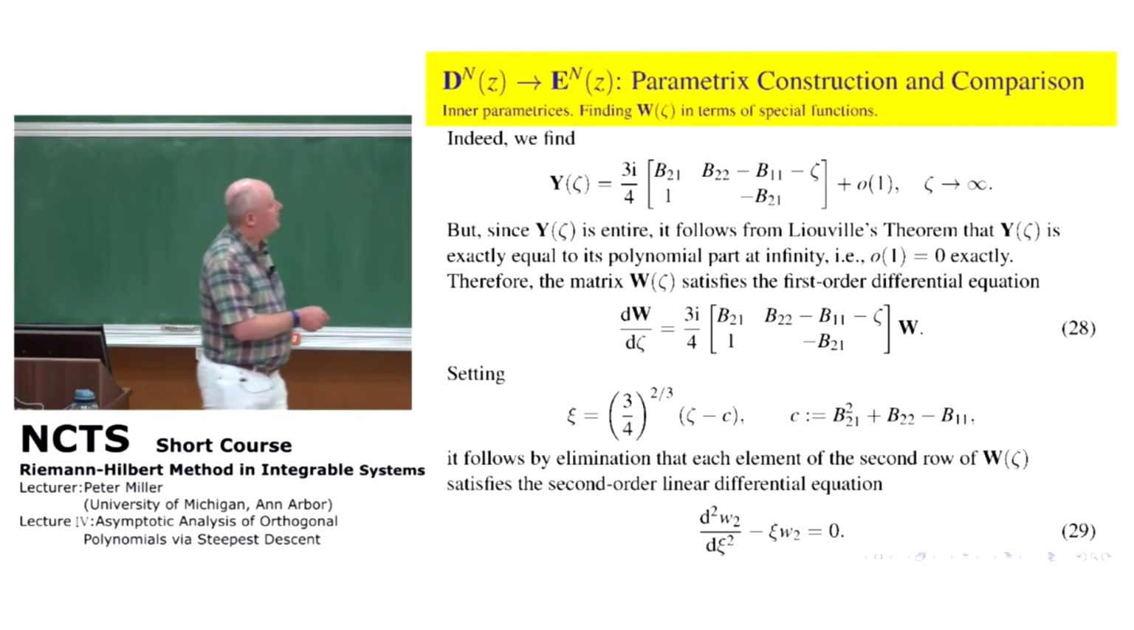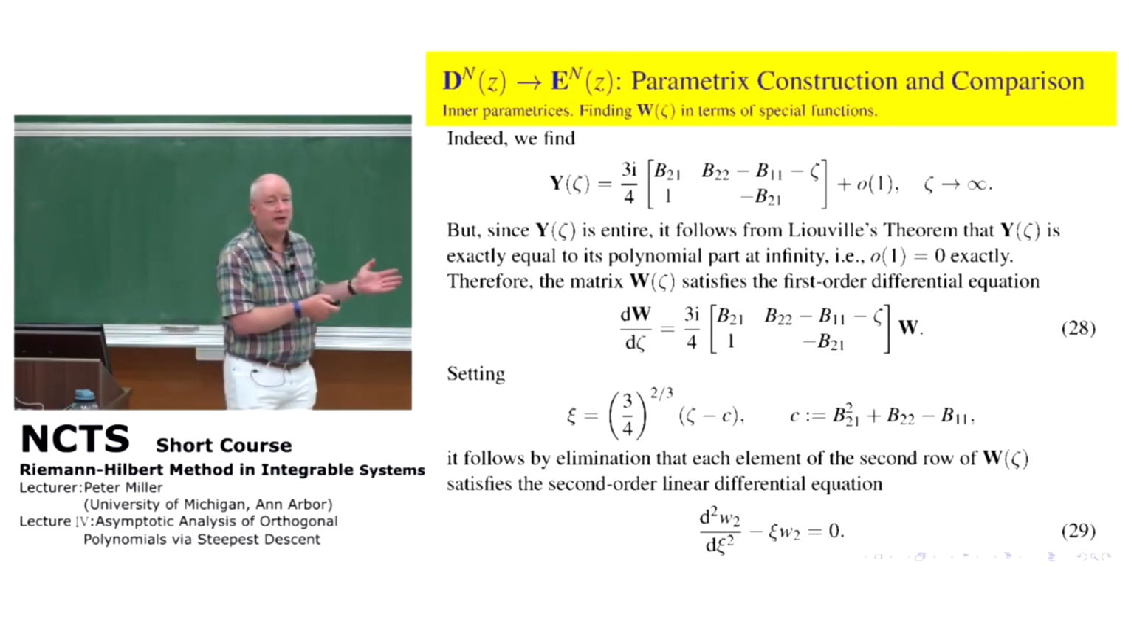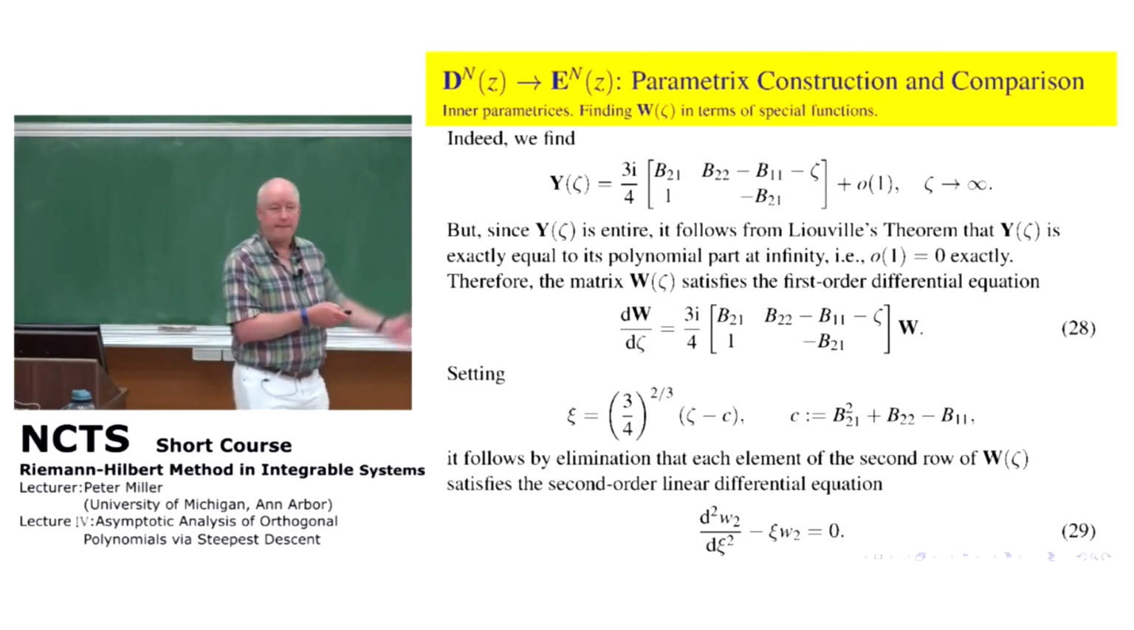So if we massage this a little bit, let's set C to be 3/4 to the 2/3 times zeta minus this number, okay? Then it follows from elimination that every element of the second row of this matrix W solves this equation, and this, of course, is just Airy's differential equation, okay? So I'm just saying that in order for this Riemann-Hilbert problem to have a solution in any reasonable sense, the solutions have to be built out of Airy functions, okay? That's what I'm saying.